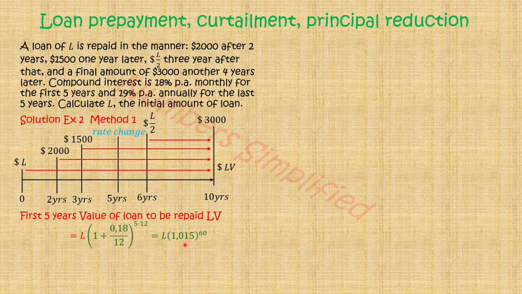If we start rounding up prematurely, it would mean that even our final answer would be a bit different, and in some instances, it will be so different from the one that we are expected to get. So that is the value of the loan after 5 years. That is the first 5 years.